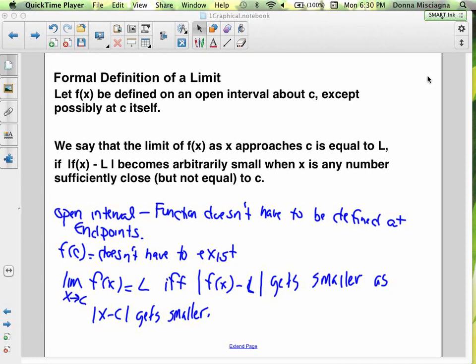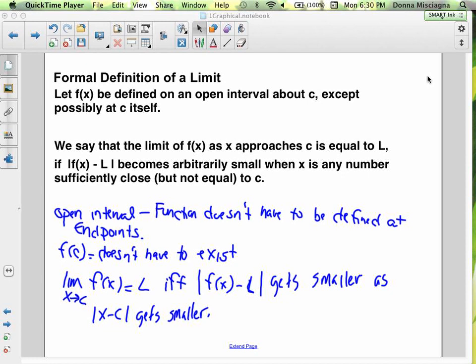This is in your notes, but I have put all of that writing in there for you. All right, so our endpoints don't have to be defined. We could have, instead of a filled-in circle, if you will, an open circle. They don't have to be defined there at the endpoint. So that's what open interval means.